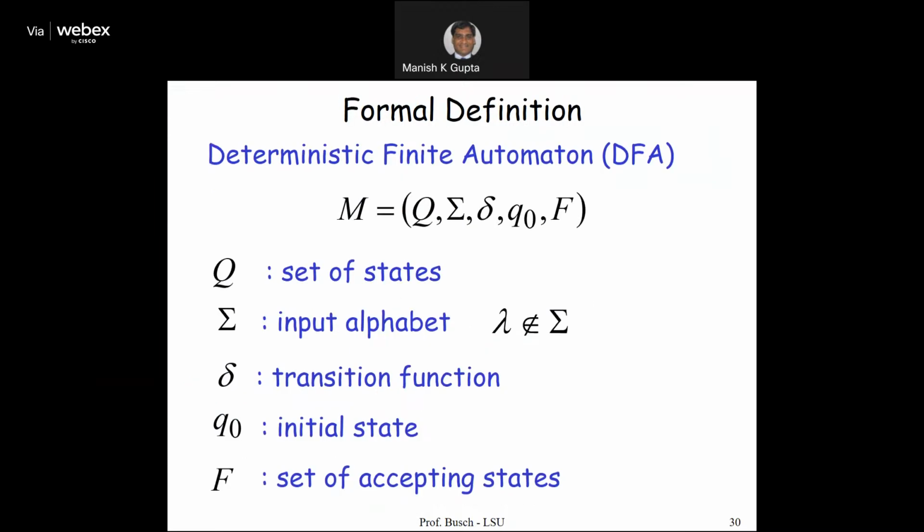Very straightforward. So formally, a DFA is a 5-tuple: Q, the set of states; sigma, the input alphabet; delta, the transition function, which I will write explicitly; q naught, the initial state; and F, the set of accepting states. There need not be only one, there could be many accepting states, as you just saw in the example.